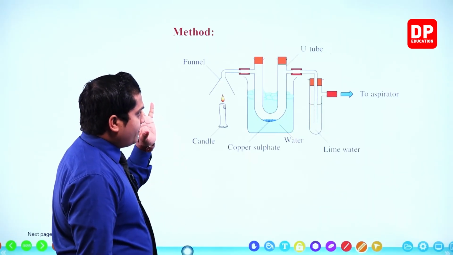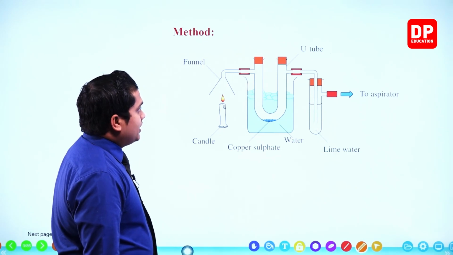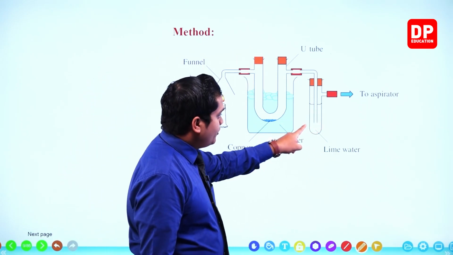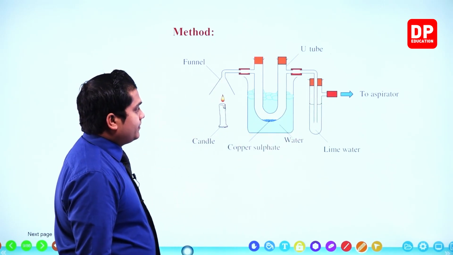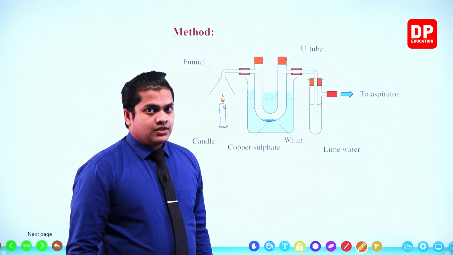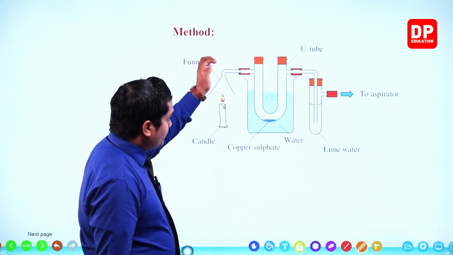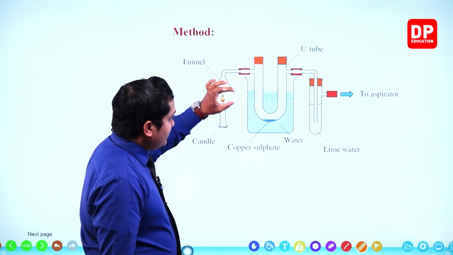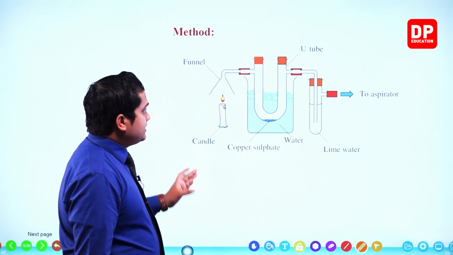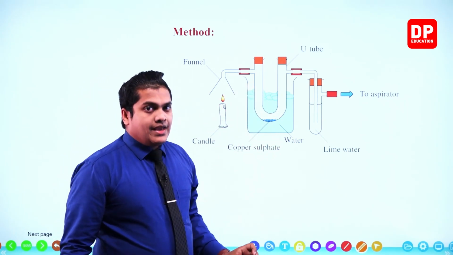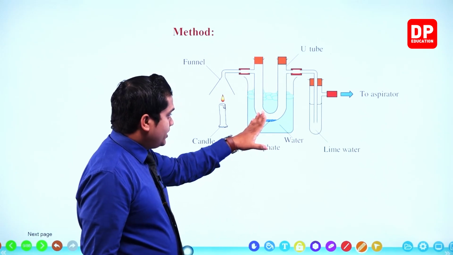What you have to do is place the materials according to the given diagram. Then you have to connect this boiling tube to an aspirator. Then you have to operate the aspirator. When the aspirator operates, the candle smoke will go towards the U-tube, and within the U-tube you can observe the copper sulfate. It's better to use a water beaker like this, so that the smoke is cooled down quickly and the vapor is absorbed very well by the copper sulfate over here.